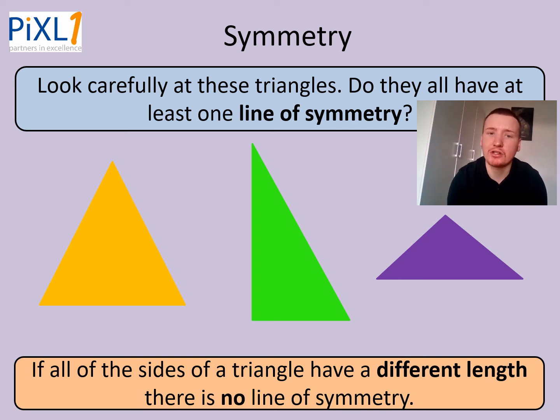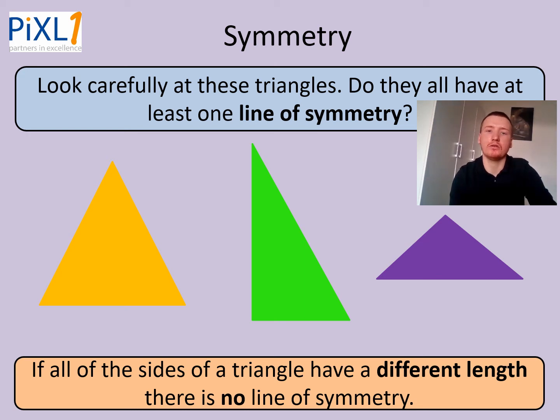So there is a trick to triangles when we do our line of symmetry. If you look at the bottom bar, it says if all the sides of a triangle have a different length, there is no line of symmetry. So be careful with that and think about that when you answer this question. Pause the video, come up with an answer, put a tick if it's got a line of symmetry, or put a cross across the triangle if you think it does not have a line of symmetry. So pause the video and have a go.